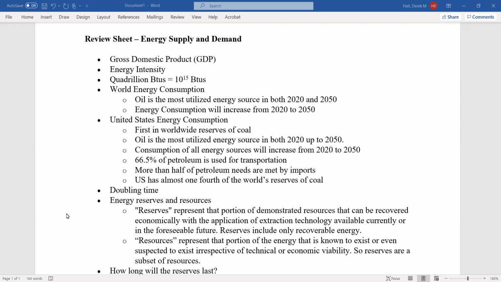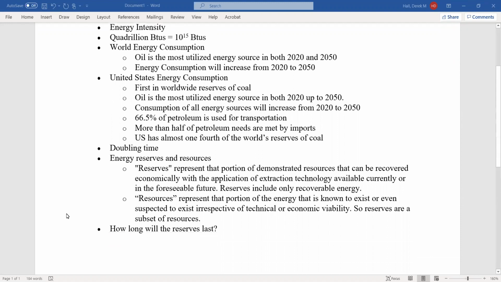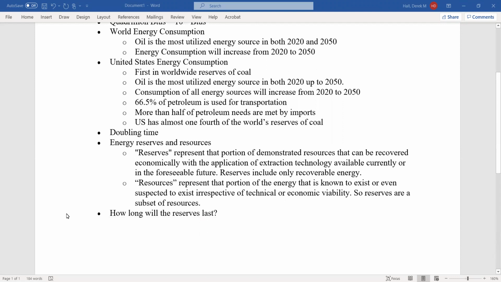Another interesting thing to consider is the doubling time, right? This was an important concept that we covered that helps us understand the role of growth and consumption and how that relates to the supply of energy and the consumption that we have of it. When we talk about energy in terms of non-renewable sources, we have what's called reserves and resources. And each of these represent two distinctly different qualities that we have in an energy resource.